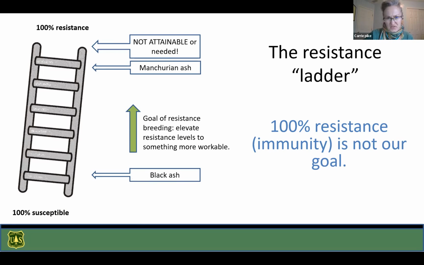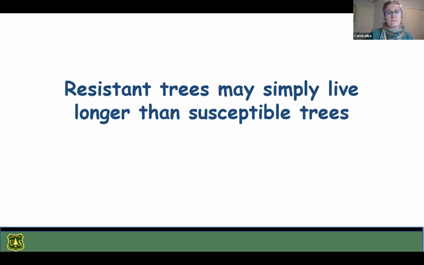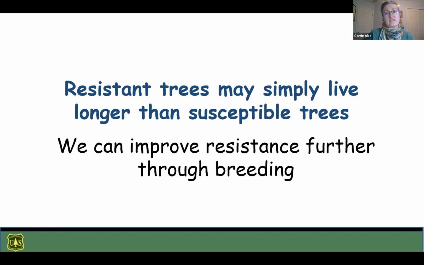We are not going to get 100% immunity. We don't need it. So I think it's important to scale back the expectations for breeding programs. If you hear nothing or remember nothing, just remember this: resistant trees at this stage are not going to look spectacular. They may simply live longer than trees that are susceptible, but we can improve resistance further if we can capture those trees that have managed to survive or linger and cross them with others through selective breeding.